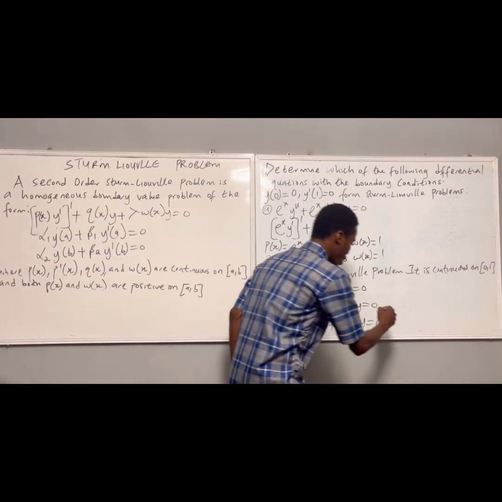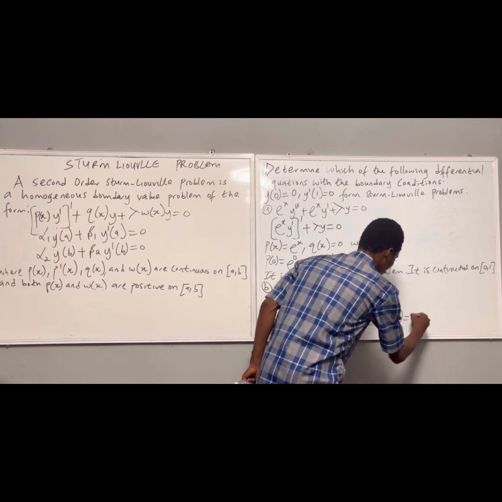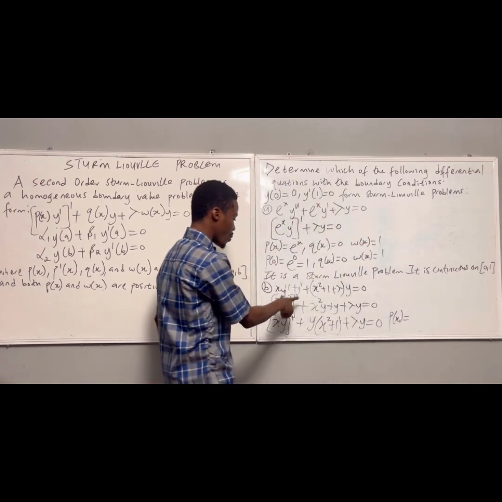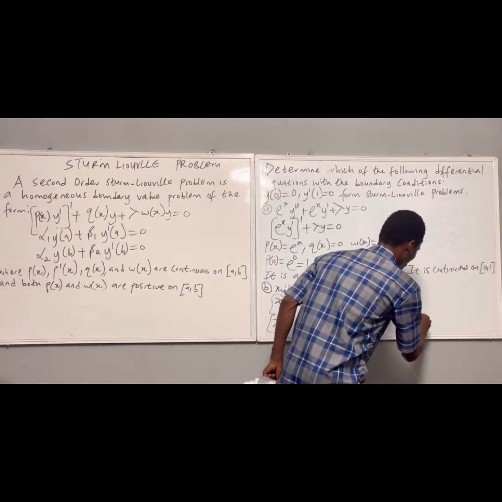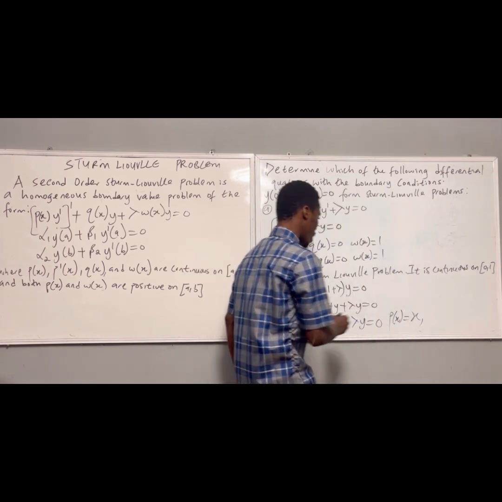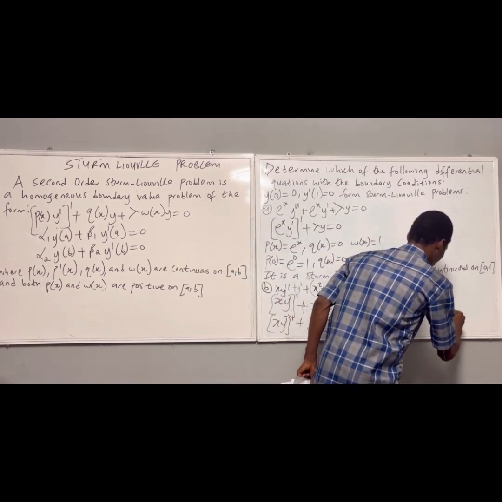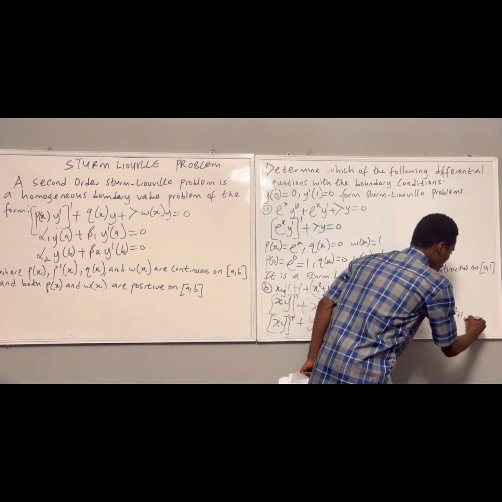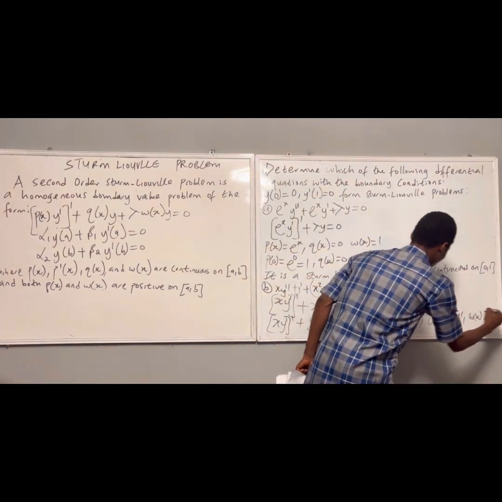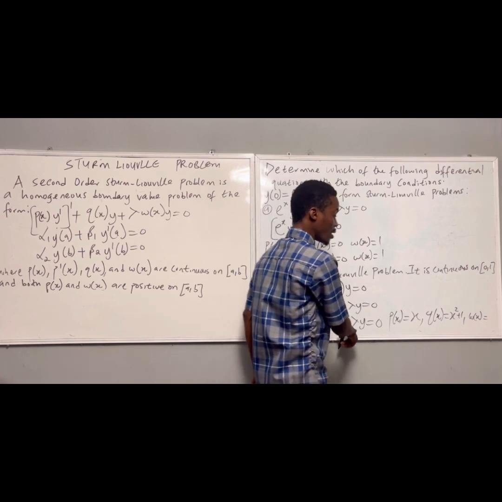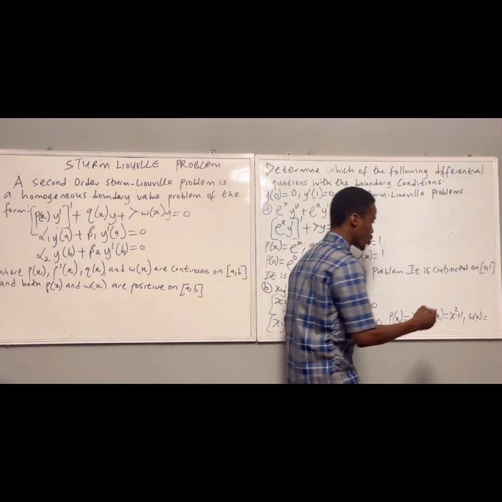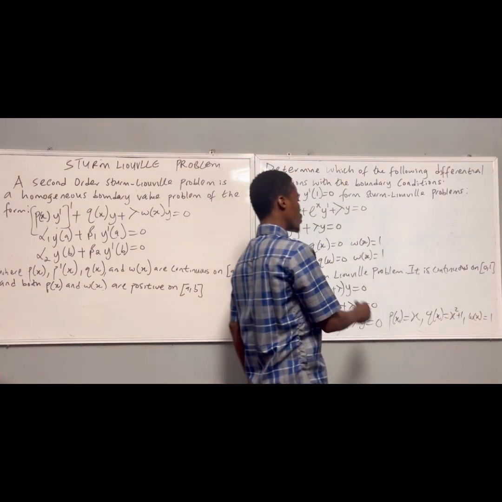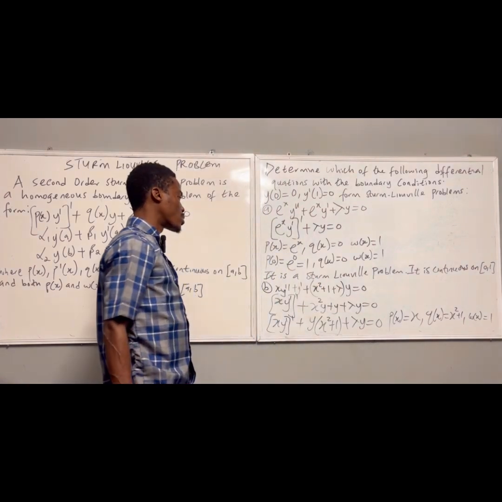So where p of s is what? s y prime. It means our p of s is s. Then what is our q of s? Our q of s is s squared plus 1, the coefficient of y. And what is our w of s? The coefficient of lambda y is what? 1. So is it a Sturm-Liouville problem or not?